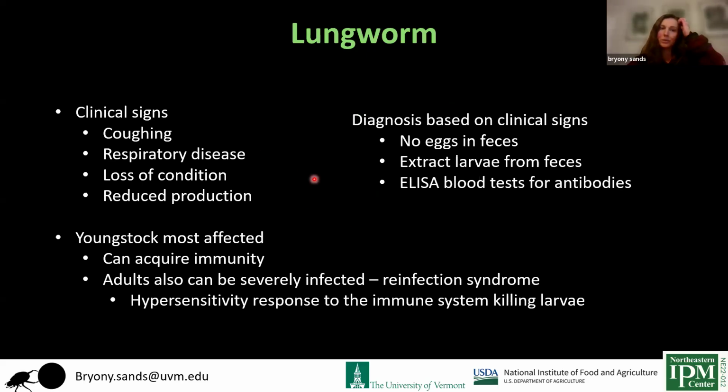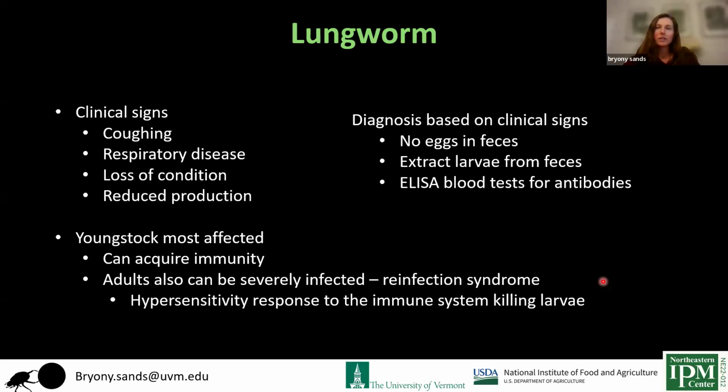Respiratory disease can also be caused by a general loss of condition and reduced production again. Young stock are generally the most affected. Animals can acquire immunity. It's important to note that some adults can also be infected, and there's a sort of hypersensitivity response where cows that haven't quite built up immunity, when they encounter it for a second time, can have quite a strong response. So we do need to look out for it in older adults occasionally as well.